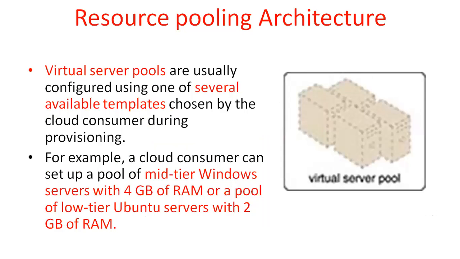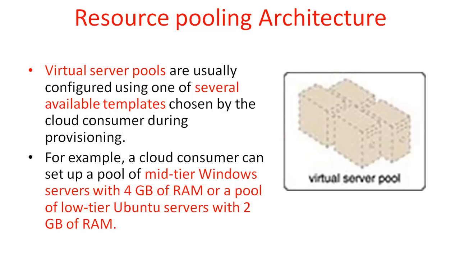Coming to the virtual pool, the diagram shows four different virtual servers. The virtual pools are configured using one of the several available templates. That means those are selected by the cloud consumer during provisioning. For example, the cloud consumer can set up a pool of mid-tier Windows servers with 4 GB RAM, and then a pool of lower tier Ubuntu servers with 2 GB RAM.